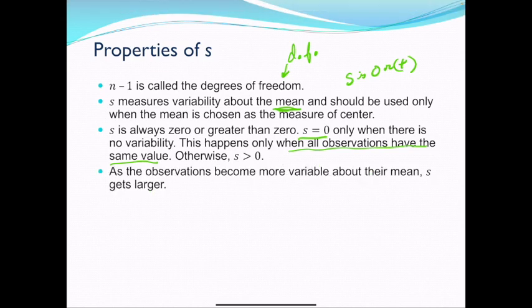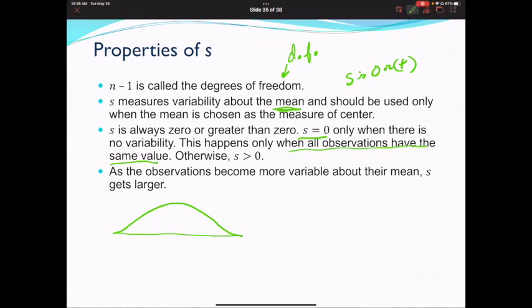Next, as the observations become more variable around their mean, our S gets larger. If I've got a bigger spread of data, like if my data is spread out like this, that's going to have a larger variation than if I had a smaller spread of data, like a smaller range. That's going to have a smaller standard deviation. So as our range gets bigger, our standard deviation gets bigger as well.